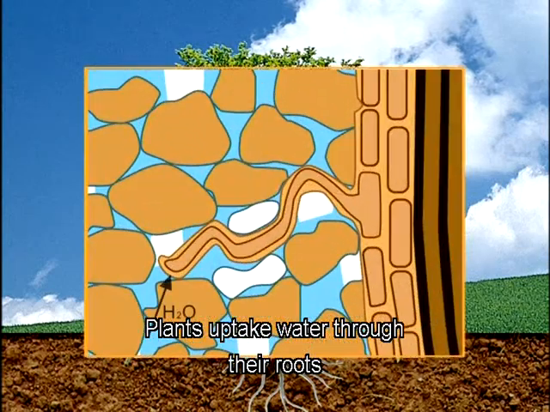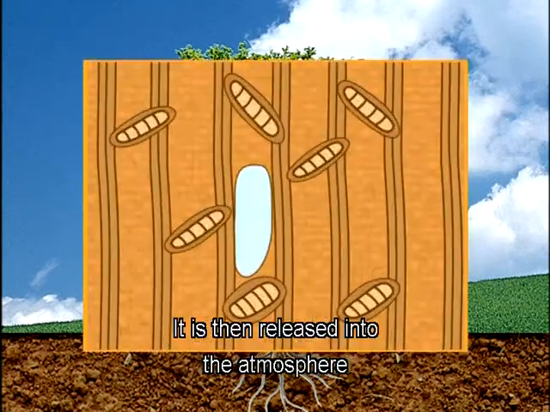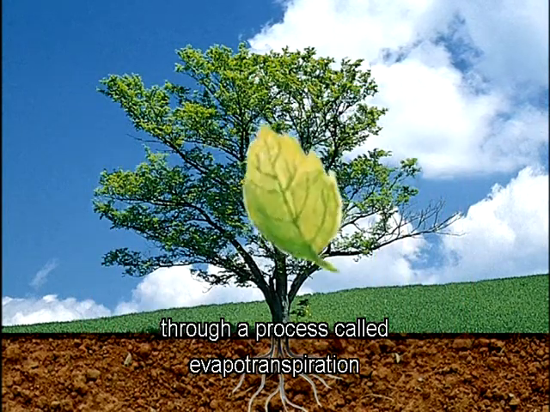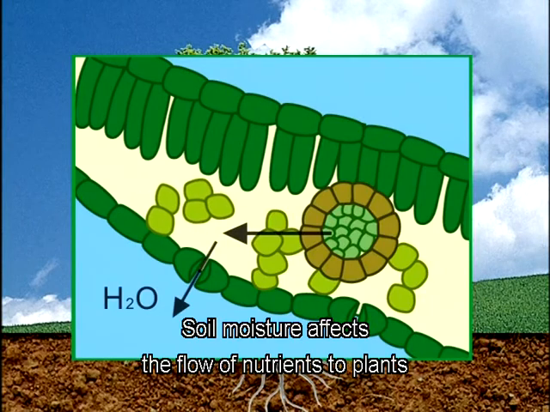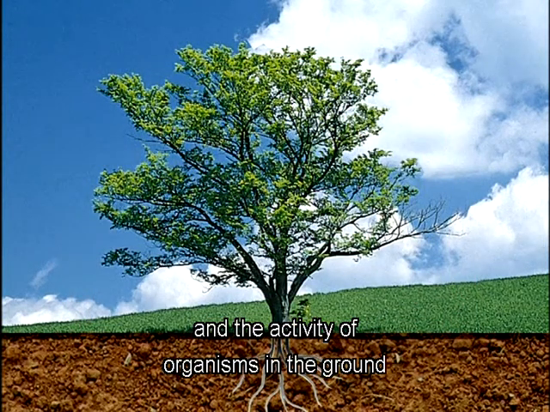Plants uptake water through their roots. Water passes through the xylem to the leaves. It is then released into the atmosphere through a process called evapotranspiration. Soil moisture affects the flow of nutrients to plants and the activity of organisms in the ground.